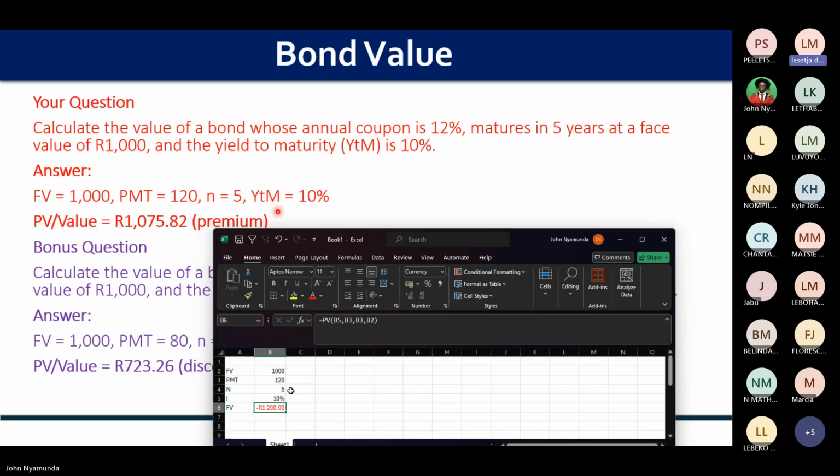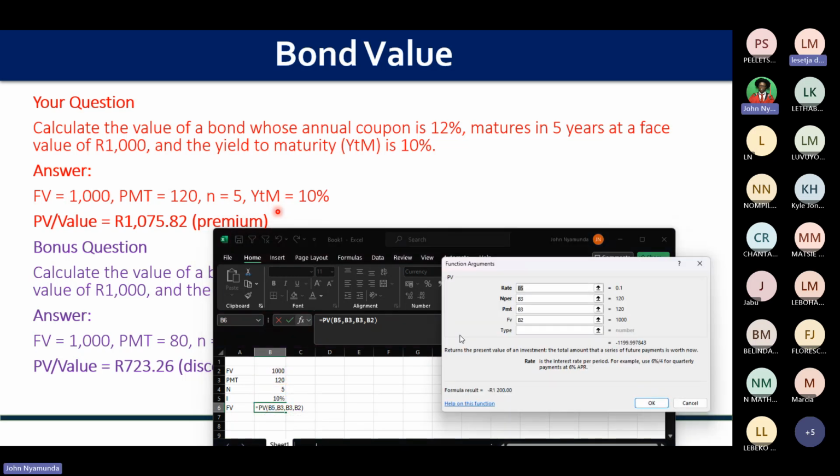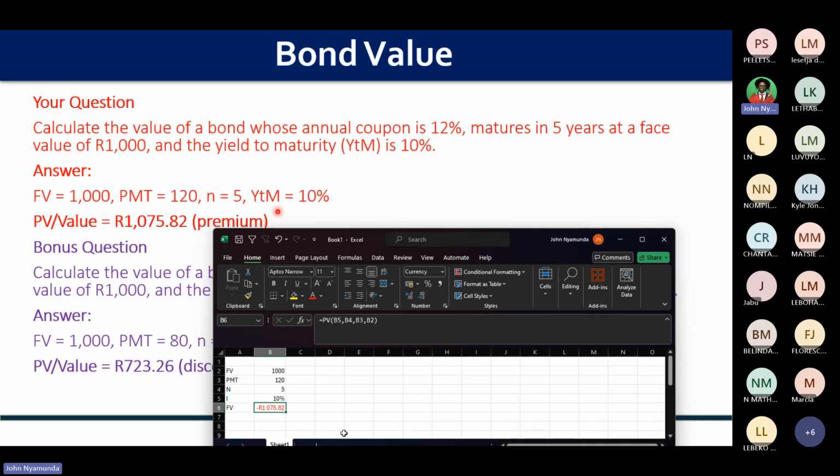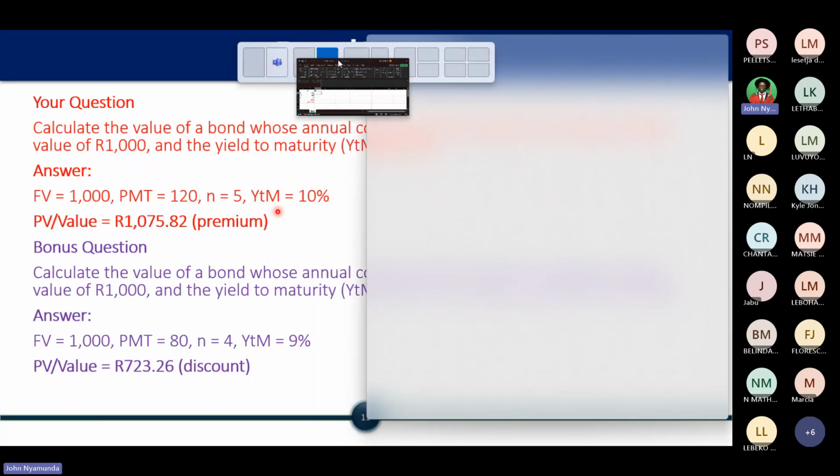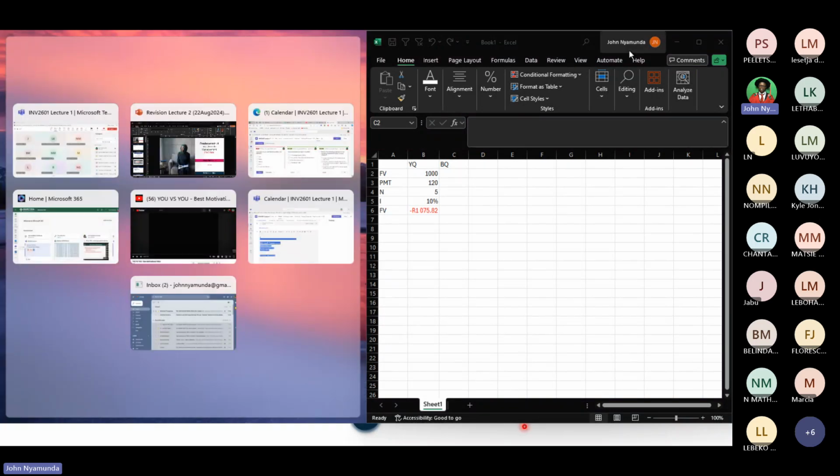Huh? What mistake? You made a mistake in your formula there. The NPER, you put 120 instead of 5. I think it's a ghost from the Nyamundas. The Nyamundas don't want me to be successful. It's not even any strangers, all my people. So this is bonus question BQ. Okay, let's put this one there. I don't know what it's doing. Or maybe I don't know what I'm doing.